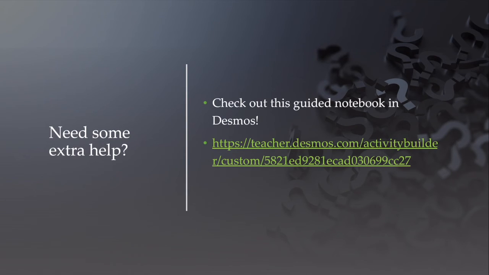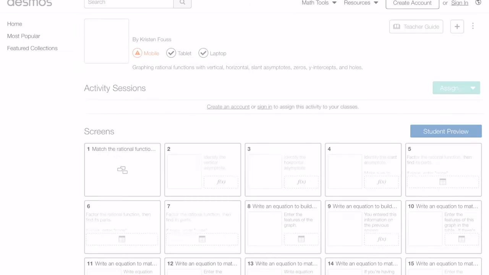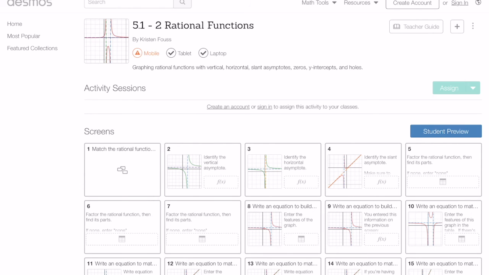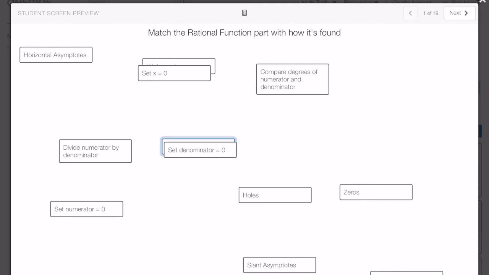So if you need some extra help, check out this guided notebook activity on graphing functions in Desmos. Let's take a look real quick. Okay, so you can start out by matching the rational function part with its feature. So to find the y-intercepts, you set x equals 0. And to find the vertical asymptotes, you set the denominator equal to 0, right? Like you can match these things up.